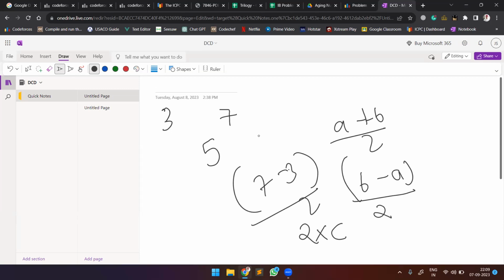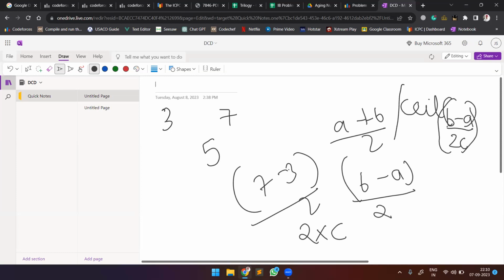So we take the ceiling of B minus A, divided by 2C. This is the ceiling we have to take, and this is the answer to this question. You can see this is how it would work. So this is the answer to this question. Now I'll move on to the next one.